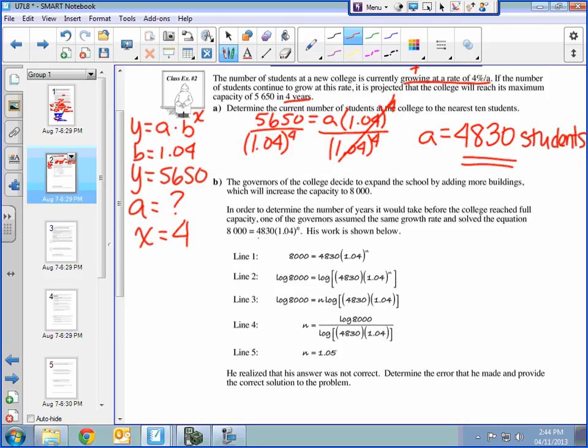So we just solved that. So that number comes here. We have a new maximum. So now we want to know how many years it's going to take for our college to reach this. Okay, so is everyone okay with where this came from? Everyone's okay with that so far? Okay. So there's a couple different ways you could have solved for this. We're just gonna correct this work. If I were doing this, I would have divided by 4830 to both sides, and then change that into logarithmic form.